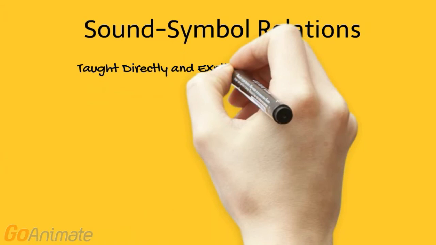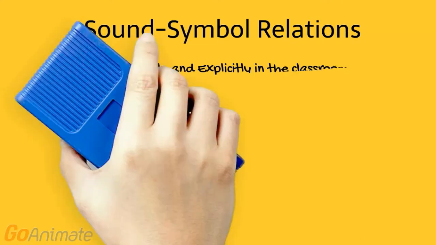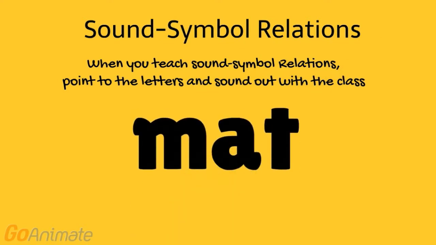When discussing sound-symbol relations, it is common for sound-letter relations to be taught directly and explicitly in the classroom. These help advanced phonemic awareness activities and provide opportunities to practice every lesson. As you teach this, point to each letter as the students sound out the words. Like this: m, a, t, mat.